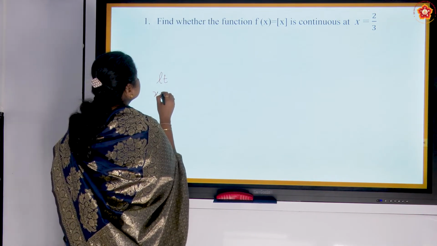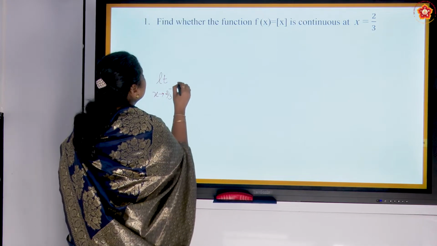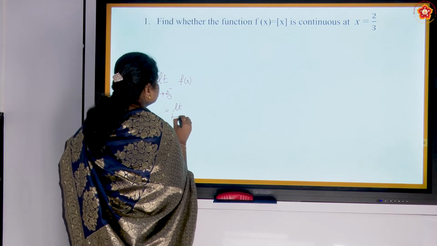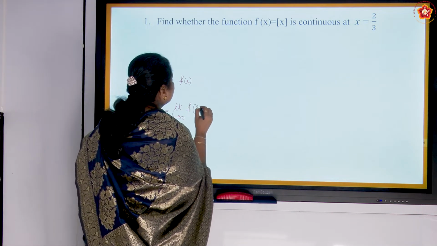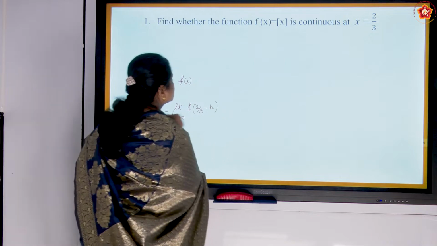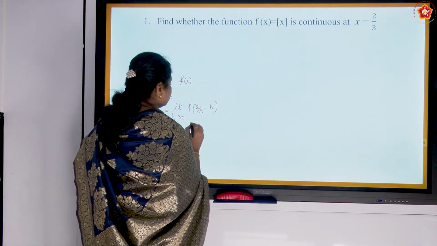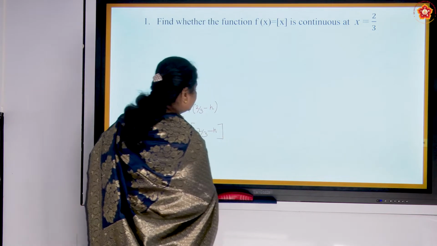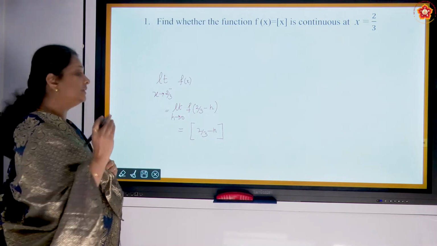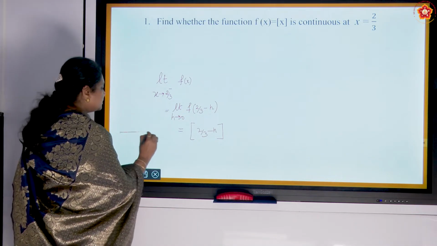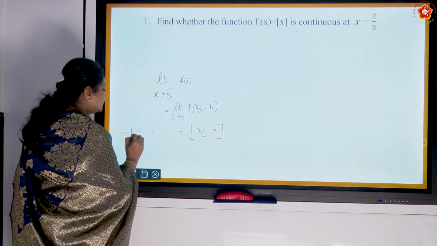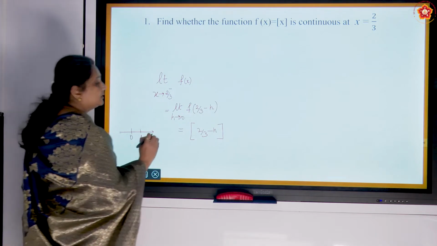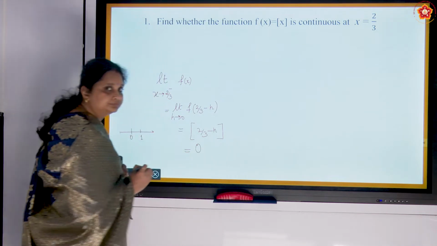So limit x tending to 2 by 3 minus f of x is equal to limit h tending to 0 f of 2 by 3 minus h. That is the greatest integer value of 2 by 3 minus h. So the number is going to be less than 2 by 3. So what is 2 by 3? Basically, it is between 0 and 1. So the greatest possible integer value that it can take is only 0.